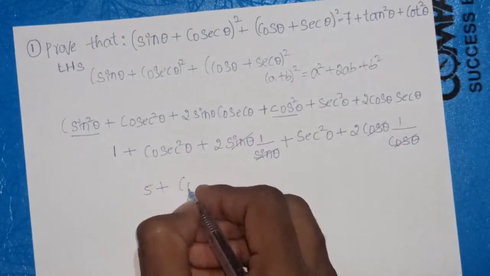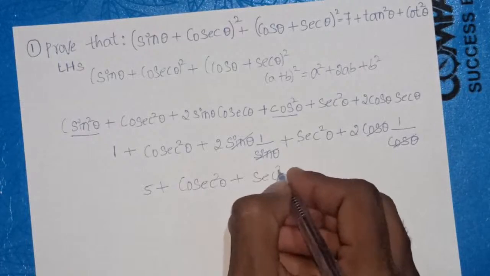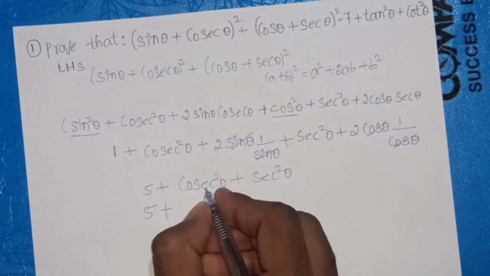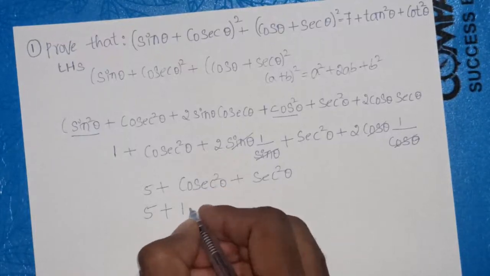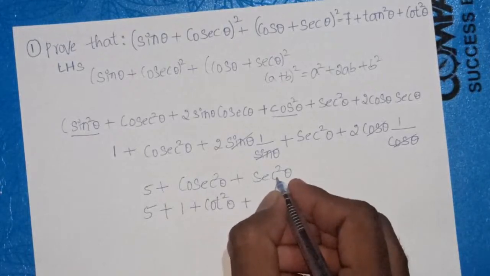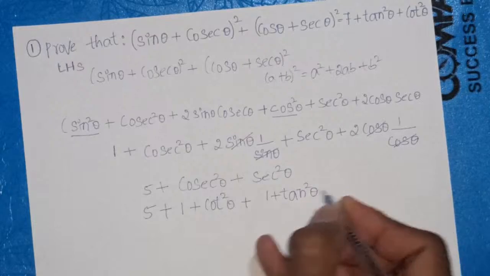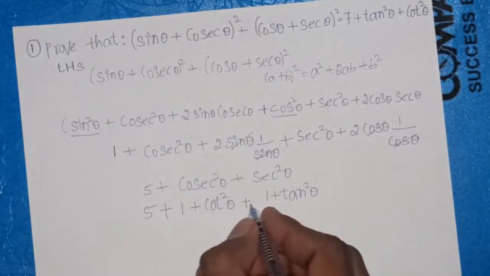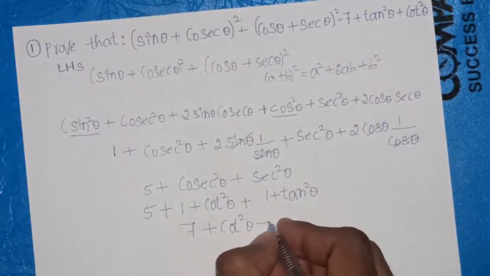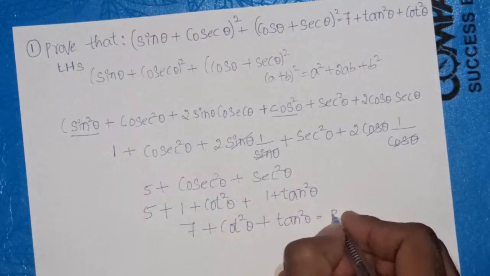5 plus cosecant square theta plus secant square theta. And we know that cosecant square theta can be written as 1 plus cot square theta, and secant square theta can be written as 1 plus tan square theta. And when we add 5 plus 1 plus 1, it will become 7 plus cot square theta plus tan square theta. It is equal to our RHS.